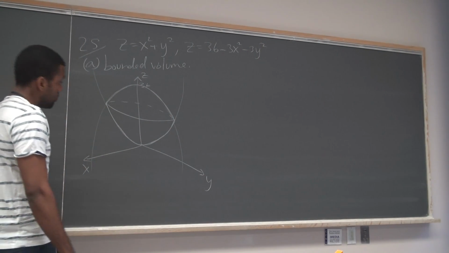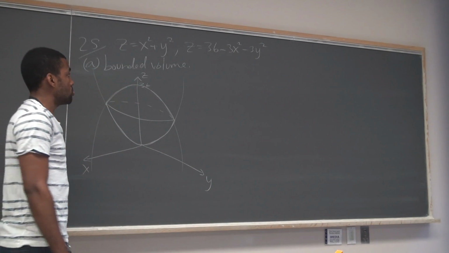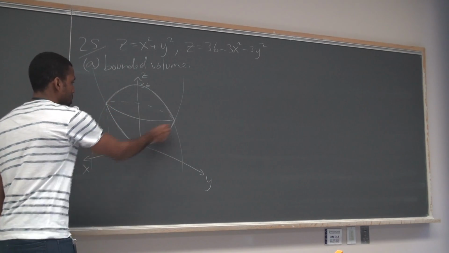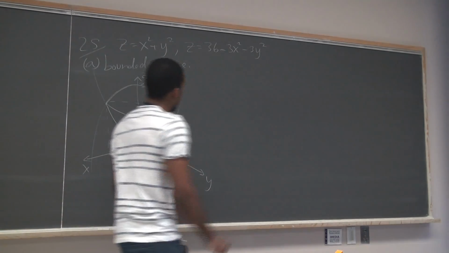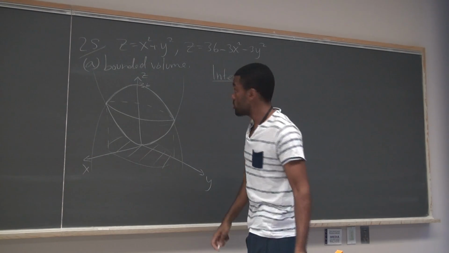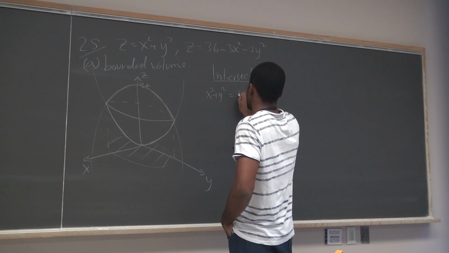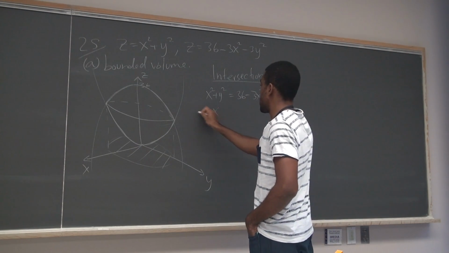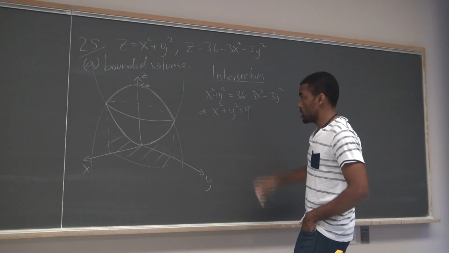Okay, what do I do now? You could find points where they intersect. Right, I need to find the intersection so I can figure out the region of projection, because that's how the two outer integrals are going to be set up. So figure out the intersection, which means I need x squared plus y squared equals 36 minus 3x squared minus 3y squared, which means that x squared plus y squared is equal to 9. So just a circle of radius 3.